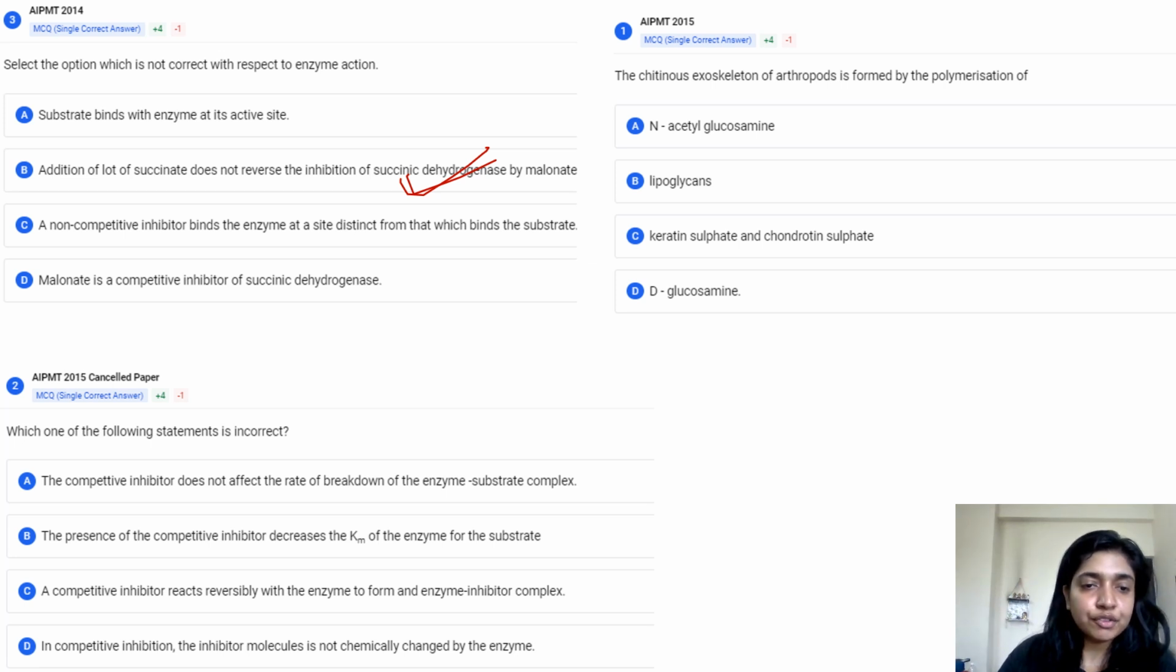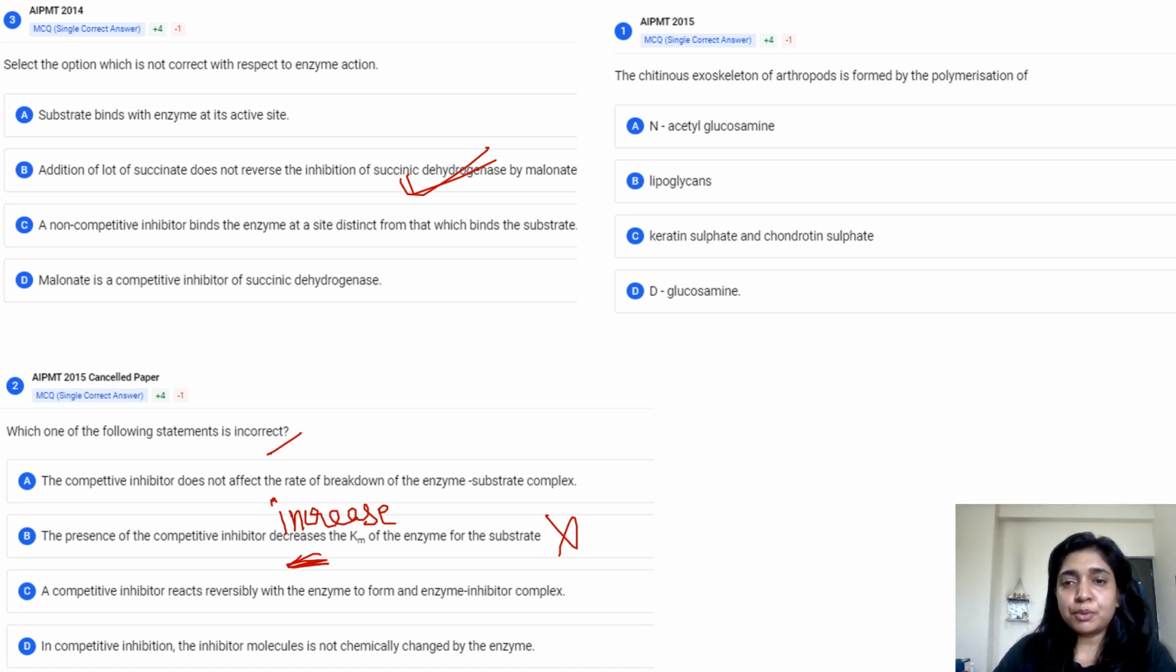Okay, so which one of the following is incorrect? The competitive inhibitor does not affect the rate of break. The presence of competitive inhibitor decreases. So this is wrong. Instead of decrease, it should be increase. So in the presence of competitive inhibitor, the Km increases. The reason for this is discussed in detail in the lecture of biomolecules. So if you want to understand it better, you have to go and watch my lecture on the chapter of biomolecules. The chitinous exoskeleton of arthropods is formed by the polymerization of N-acetylglucosamine.